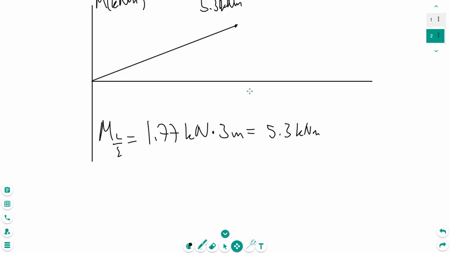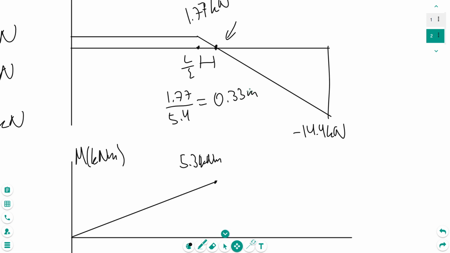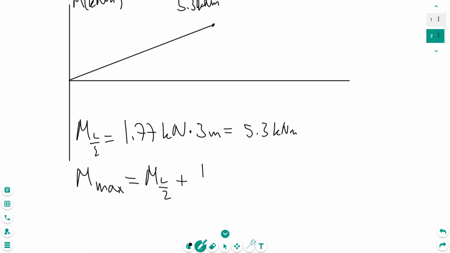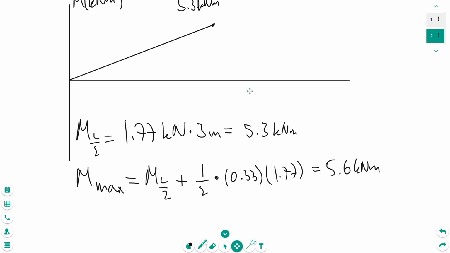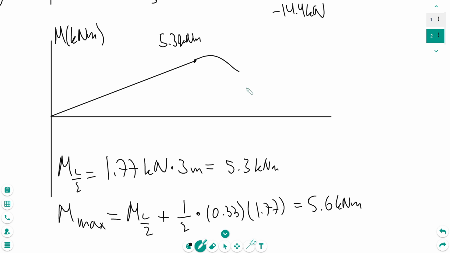So the moment at that point, we'll call that moment max, is equal to the moment at L over 2 plus the contribution of that little part, which is a triangle described by 1/2 times 0.33 times 1.77, giving us a maximum of 5.6 kilonewton meters, slightly after L over 2.